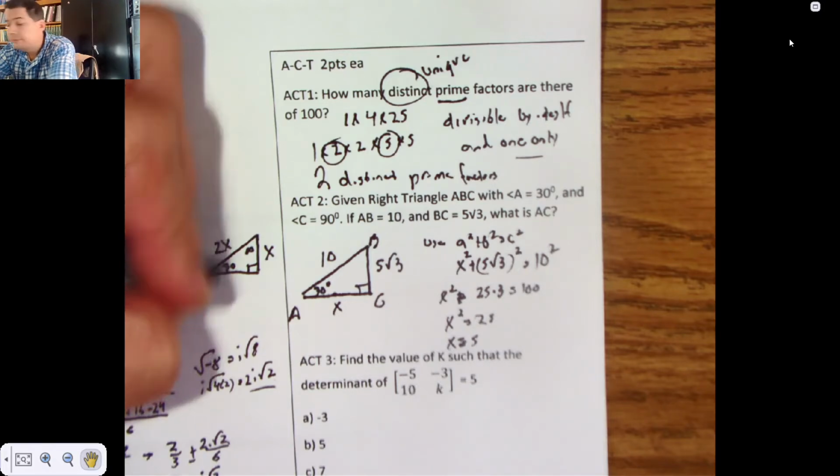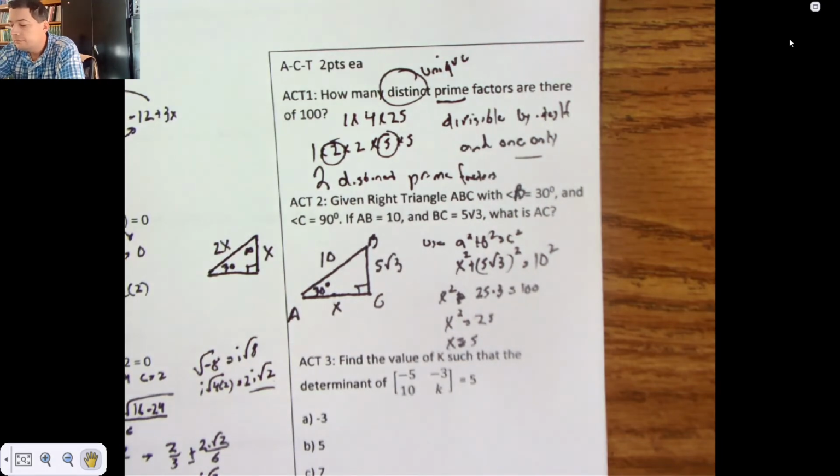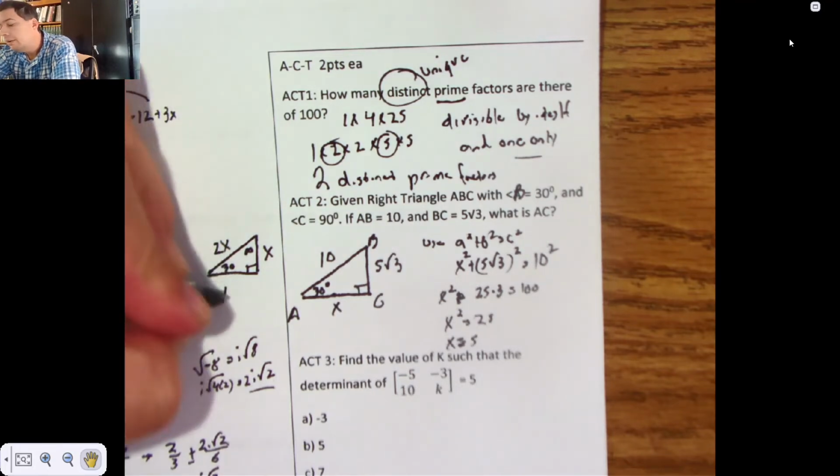we have a typo here. Angle B should be 30 degrees. So anyways, I need to fix that before y'all see it. And we call the long leg x root 3.